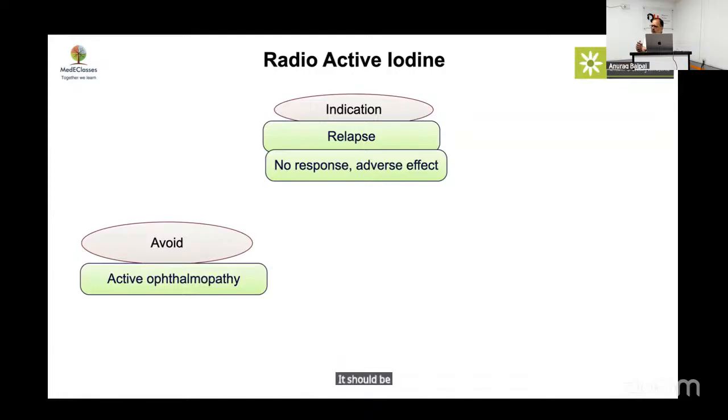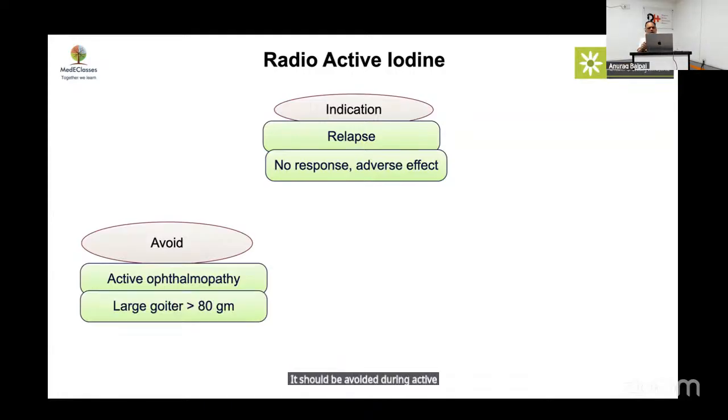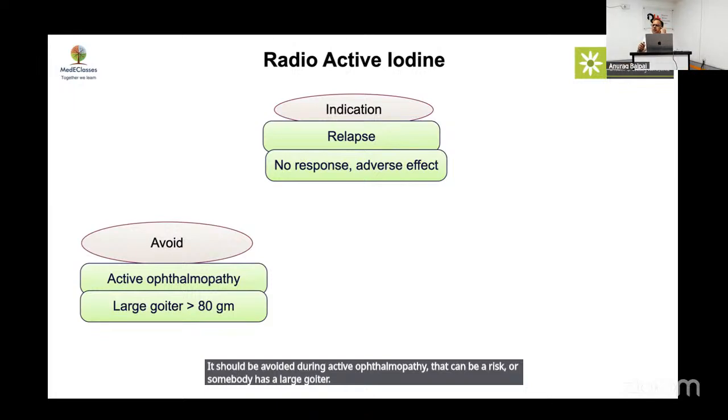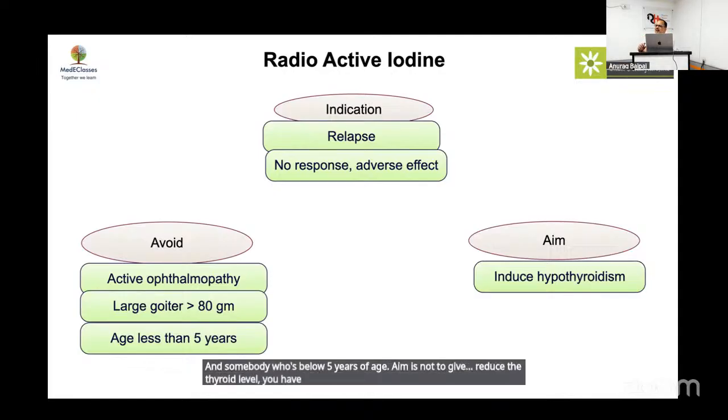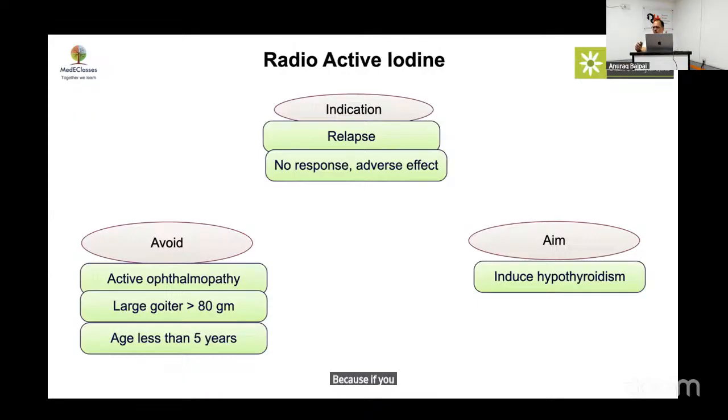It should be avoided during active ophthalmopathy. That can be a risk, or if somebody has a large goiter. Beyond 80 grams, you don't expect a response in that perspective. And also in somebody who's below 5 years of age. The aim is not to reduce the thyroid level. You have to ablate it. The aim is to completely kill it, because if you leave some thyroid tissue, there is a risk of developing malignancy subsequently.